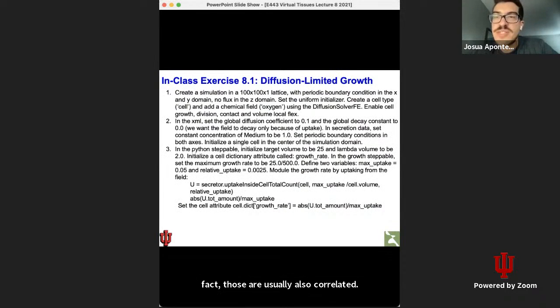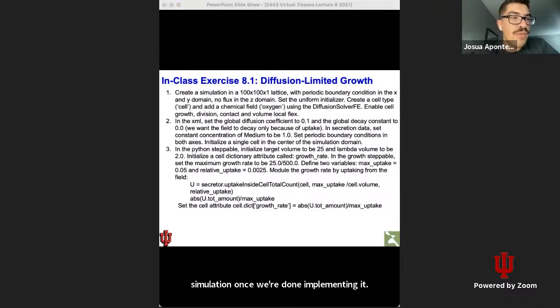So in this first example, we will implement a model of diffusion limited growth. I'm going to walk through the implementation first with you, but I'm going to ask someone to actually run the simulation once we're done implementing it.